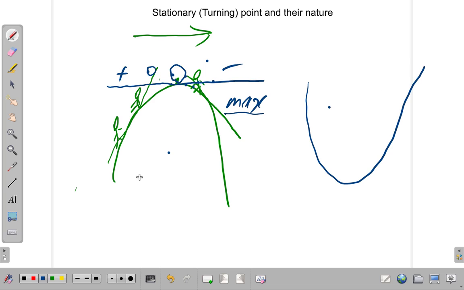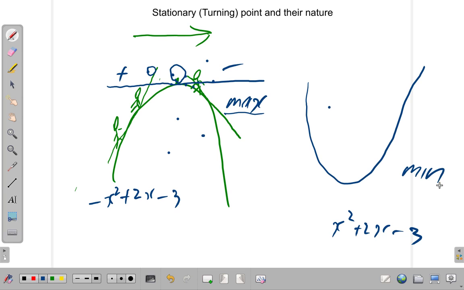By the way, a graph such as x squared plus 2x minus 3 would give this type of curve. And you have a minimum point. That's the nature of this stationary point. The stationary point would be right at the bottom of the valley, and the gradient would be 0, right?